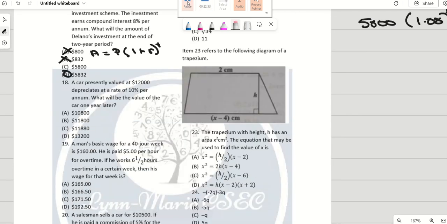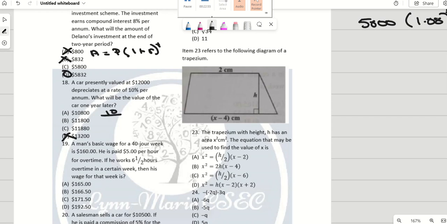Number 18 says a car presently valued at 12,000 depreciates at 10% per annum. What will be the value of the car 1 year later? I told you guys this question is repeated. If it depreciates, you're looking for less value than 12,000. So it's not D. So it's either A, B, or C. We are looking for values that are less than.